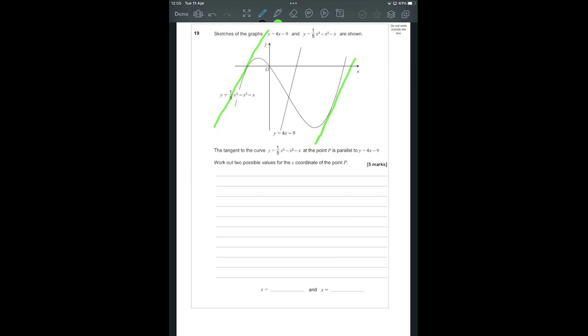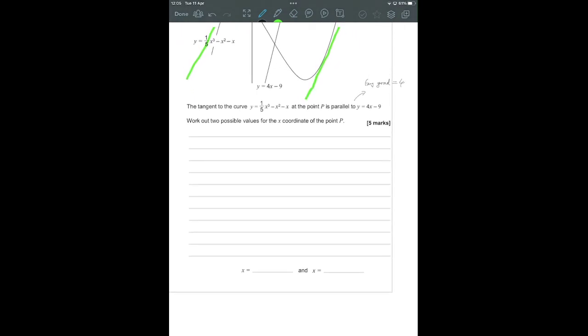The tangent at the point is parallel to that line. Well, that says the tangent gradient is 4. But we know that the derivative is telling us what the tangent gradient is at any point. So let's work out the derivative for our cubic. Bring down the power, reduce the power by 1 for each of those, noticing that x is really a minus 1x, so it turns into minus 1.